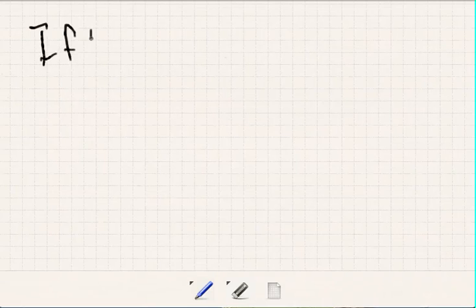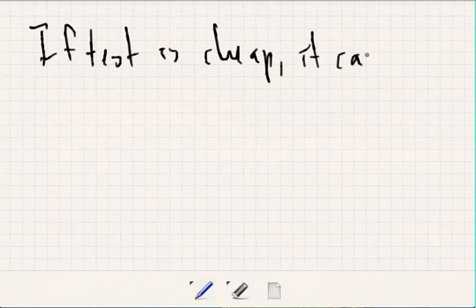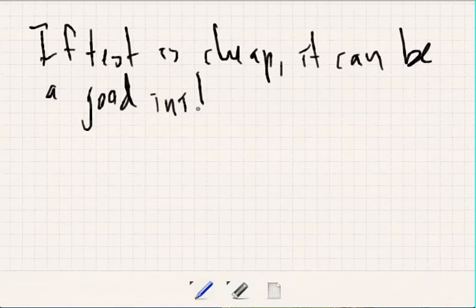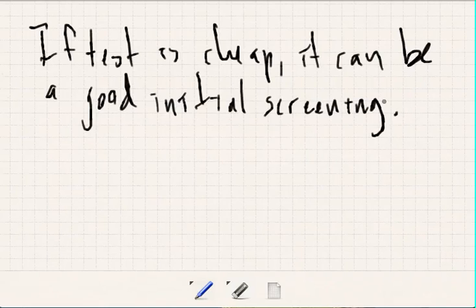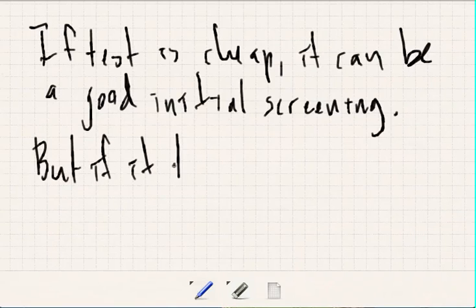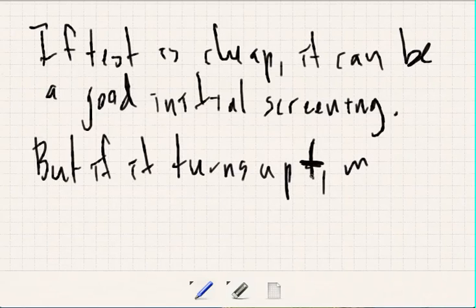Well, if the test is, say, cheap, it can be a good initial screening for the disease, because it will take most people who don't have the disease and immediately say you don't have the disease. However, if it does turn up positive, that's supposed to be a plus, more testing would be needed because you still probably don't have the disease.